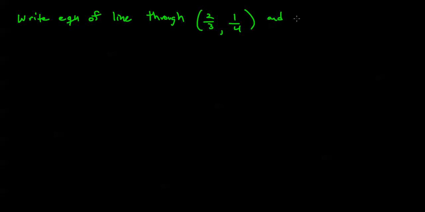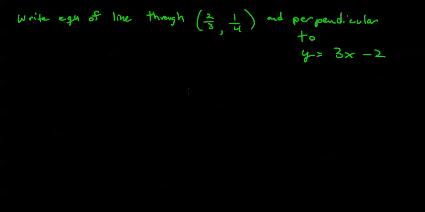Oh, let's try a real nasty one. Write the equation of the line through (2/3, 1/4) and perpendicular to y equals 3x minus 2.